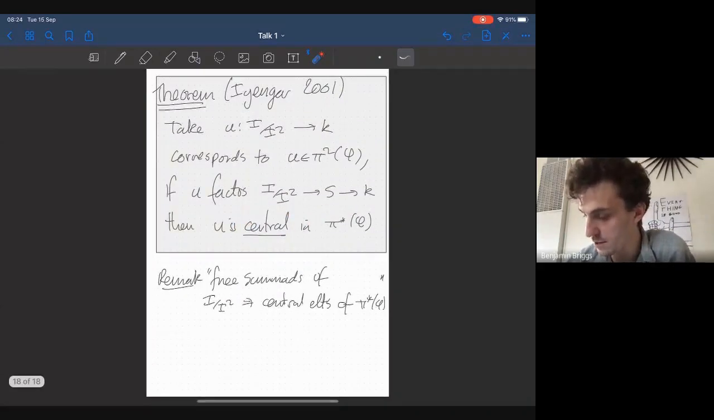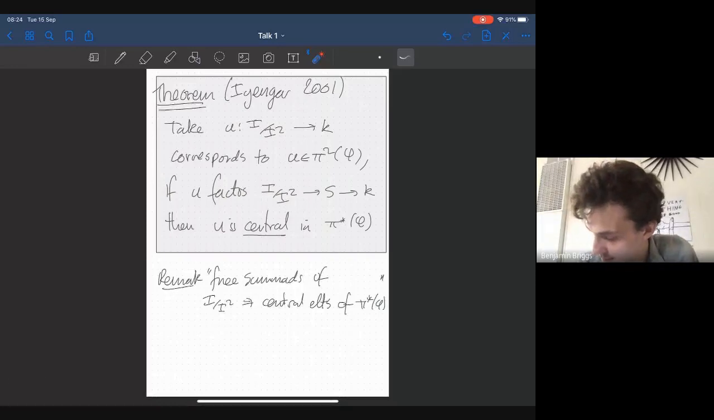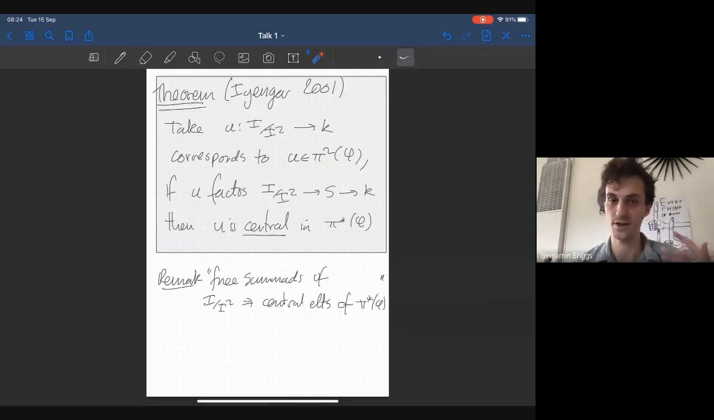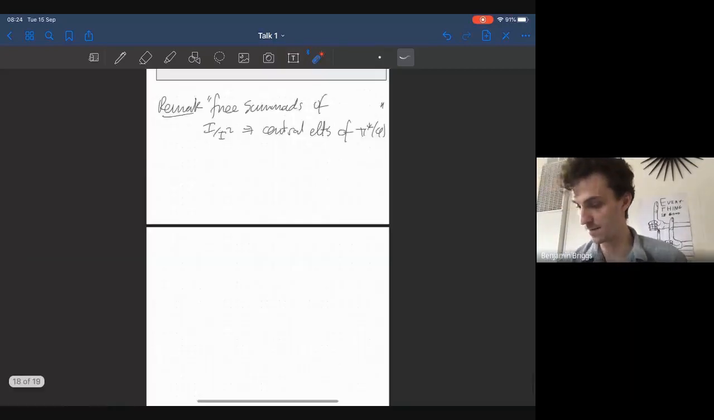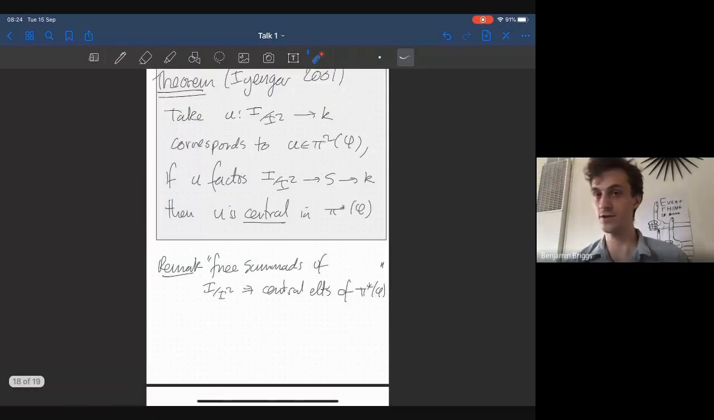So his motivation for this, at least his stated motivation, was that he wanted to construct central elements of the homotopy algebra to test a conjecture of Avramov, because Avramov has a conjecture, which is still wide open, saying that every single central element of the homotopy algebra should come from a deformation in some sense. I can't properly explain what that means, but he's saying that central elements should actually have some conceptual explanation for why they're there.